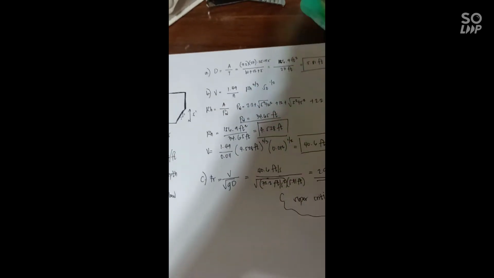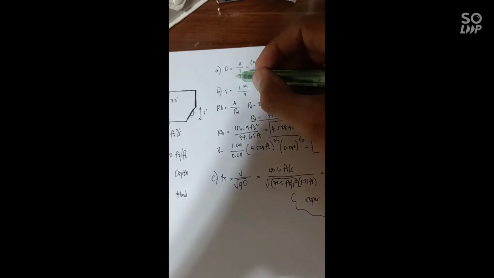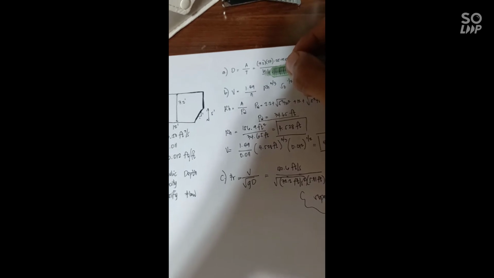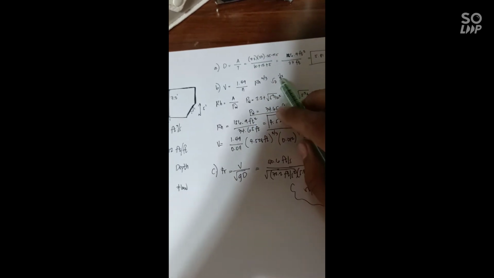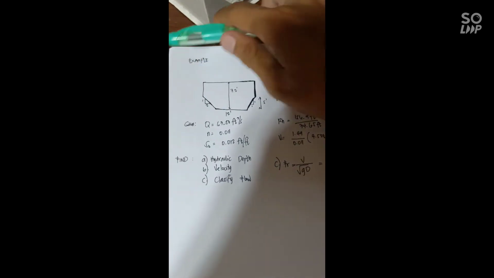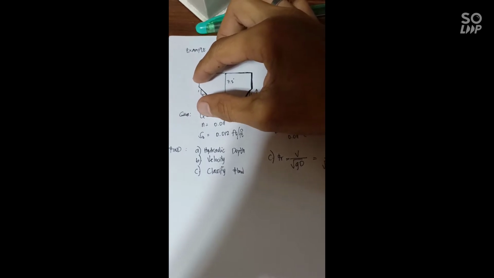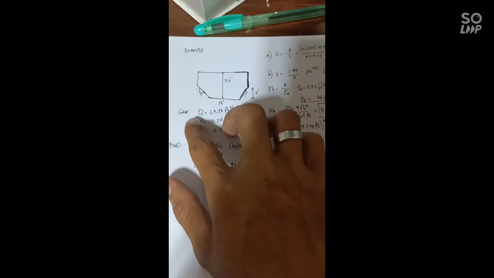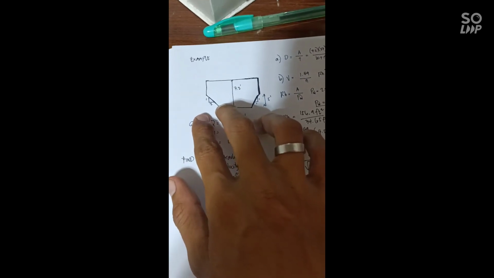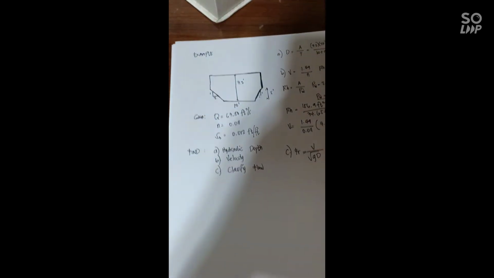So for A, the hydraulic depth, D is equal to area over the top width. So how do we get the 10 plus 12 plus 5 here? If I know that the depth here is 5, the triangle here says 1 over 2, so 5 times 2 is 10 feet.